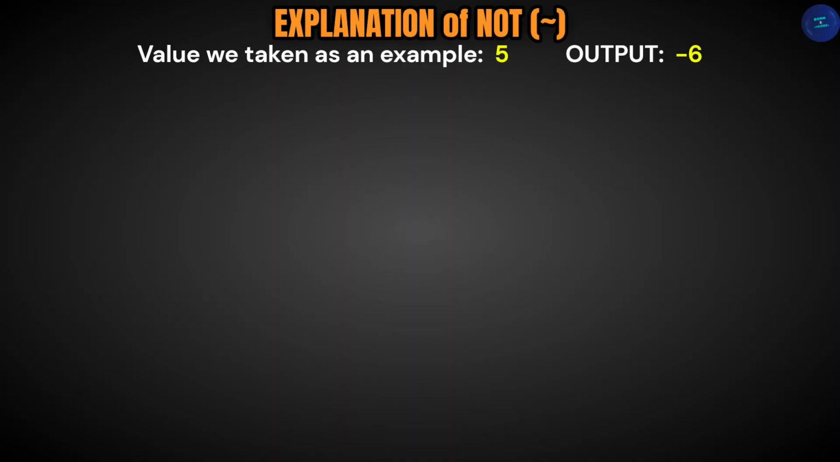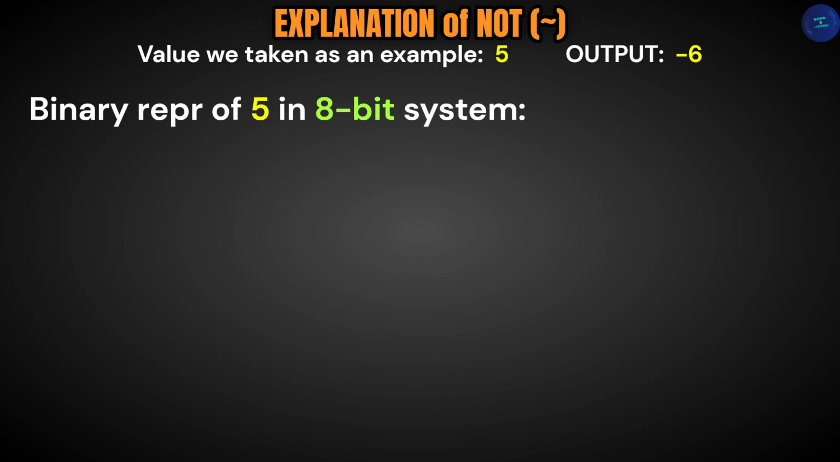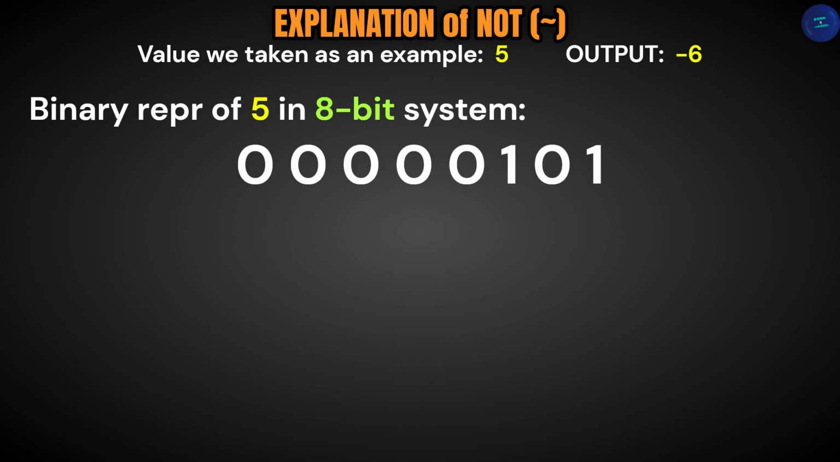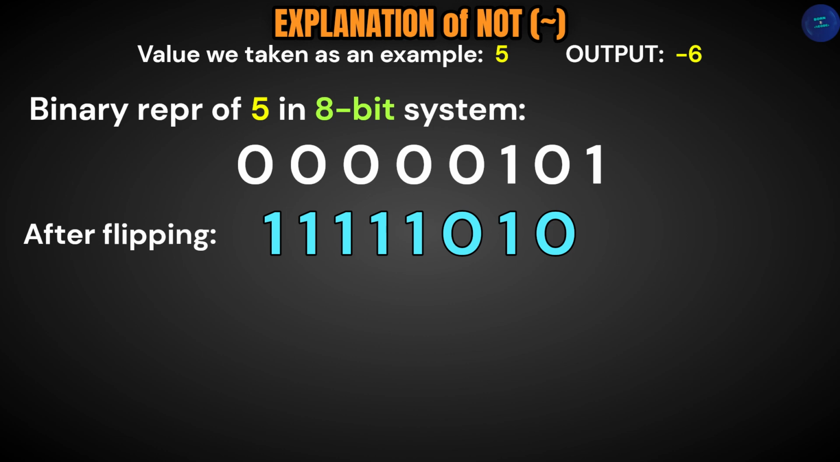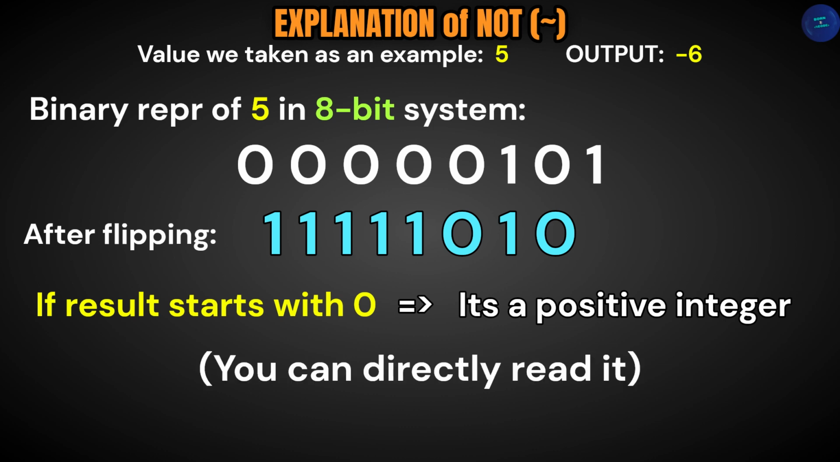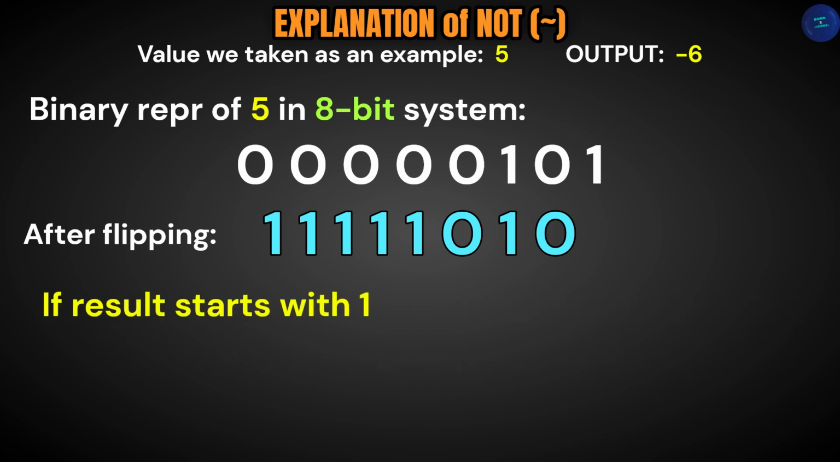Let's see the procedure behind this result. If we take the binary representation of the number 5 in an 8-bit system, it will look like this. Now let's flip all the bits. After flipping, the bits will look like this. If the result starts with 0, it's a positive number, so you can directly read it. If the result starts with 1, it's a negative number, in 2's complement.